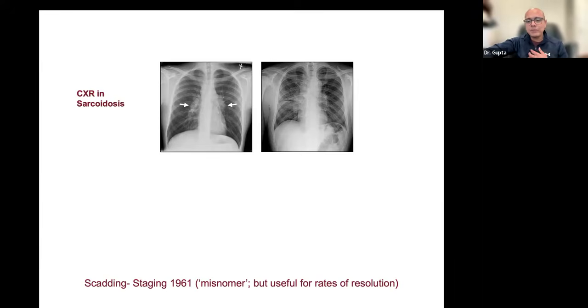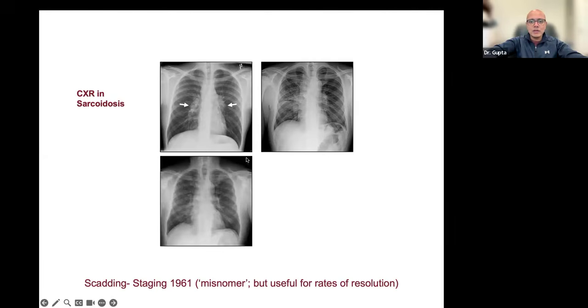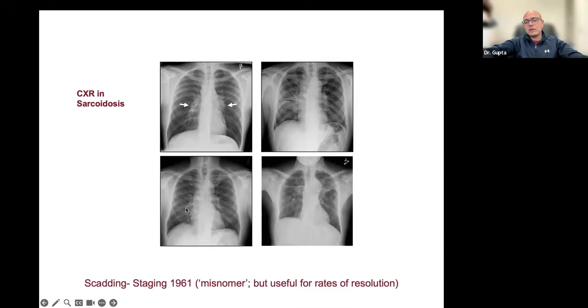a staging per se. So stage 1 is where you have just a lymph node enlargement, nothing else on the X-ray. Stage 2 is when you have lymph node enlargement, but also some dots, these nodular changes on the X-ray. And stage 3 is when you have only the parenchymal or the lung involvement. Stage 4 is when you have fibrotic changes. So you will see the pull, retraction, smaller lung volumes. You can see that this airway is pulled here. You can sometimes see cavities and stuff like that.